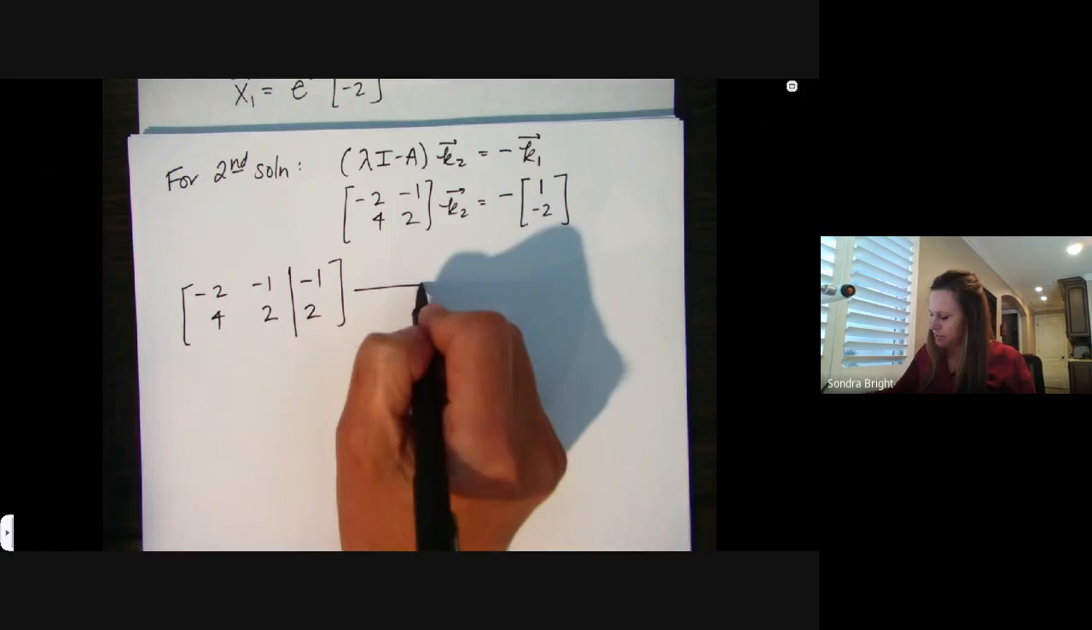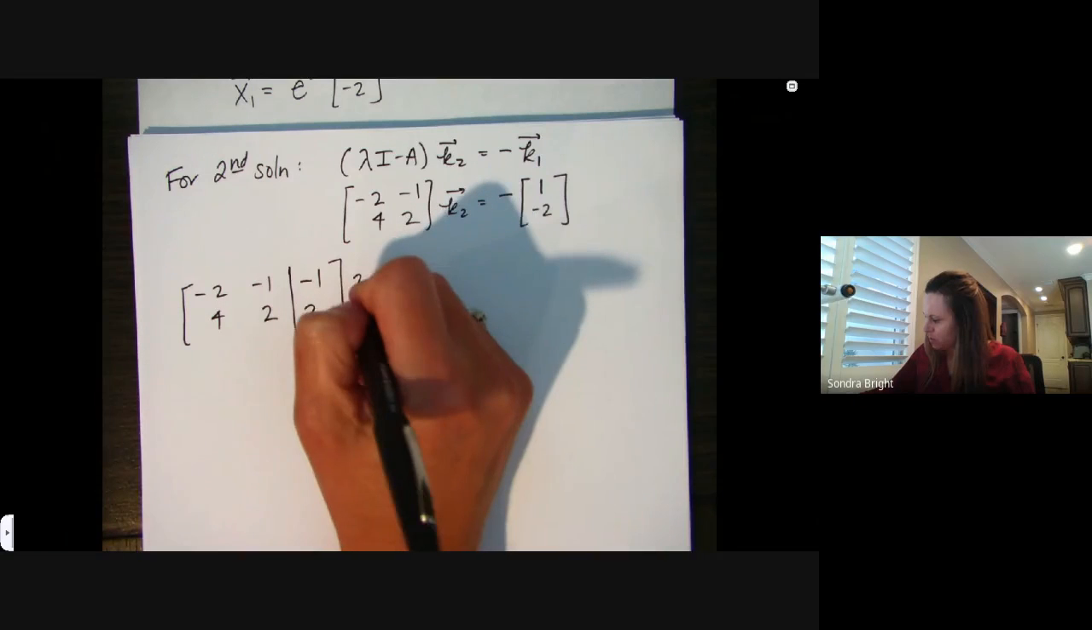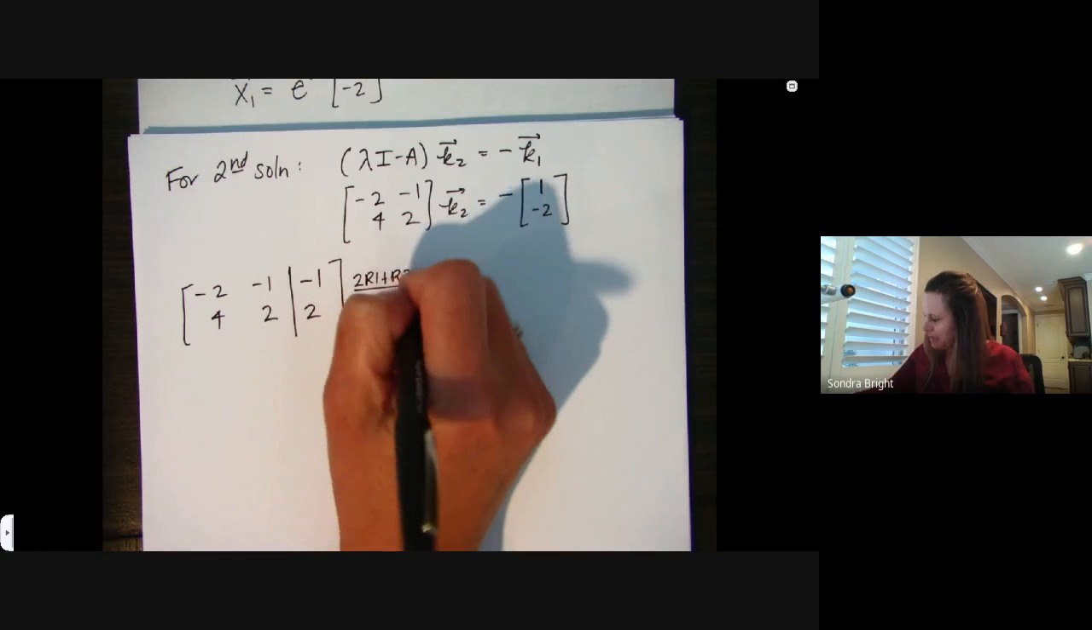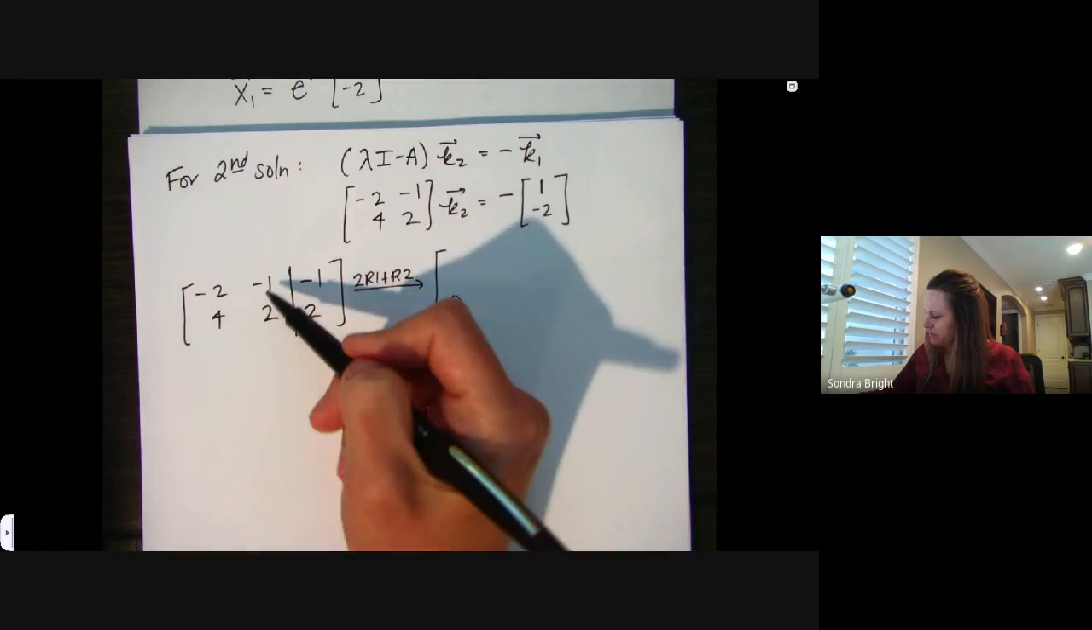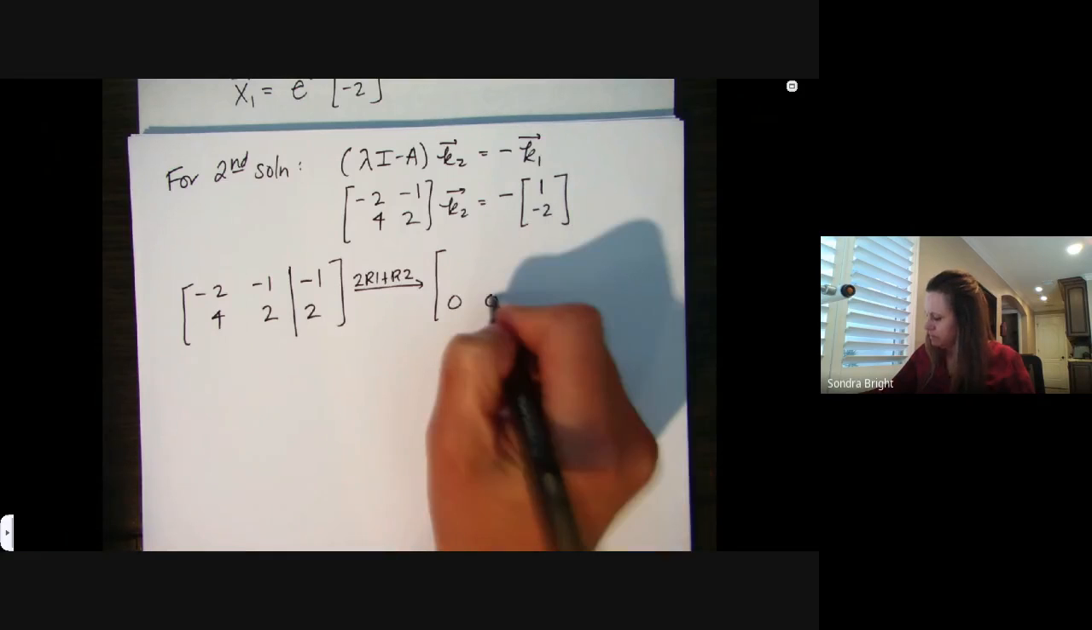And what I would do is do 2 times row 1 and add it to row 2. And that would give me a 0. Negative 2 plus 2 is 0. Negative 2 plus 2 is 0.